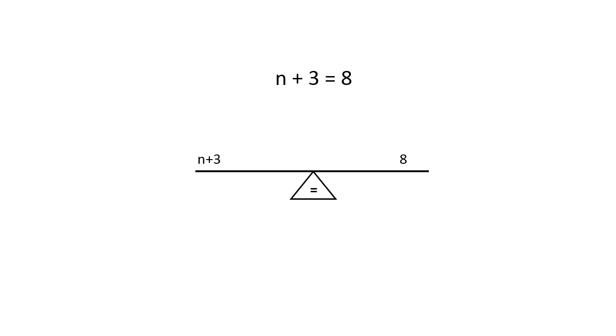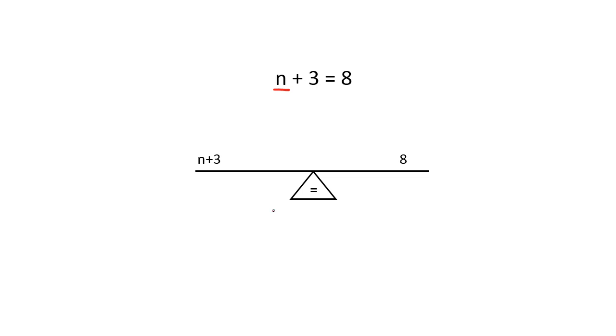So if I have the equation n plus 3 equals 8, the first thing I need to do is look at my variable. That's what I'm trying to solve for. My goal is to get n equals something. Right now I've got n plus 3. So my goal is to get rid of 3. So the opposite of adding 3 would be subtracting 3.